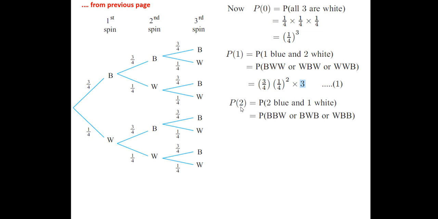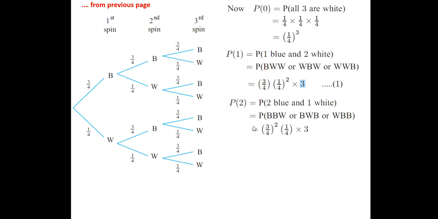Probability of 2 blues and 1 white. You can have blue, blue, white. You can have blue, white, blue. You could have white, blue, blue, and that's all. So work out those probabilities. You might see a pattern: 1/4 cubed, 3/4 times 1/4 squared times 3, 3/4 squared times 1/4. So a simpler way of working it out.